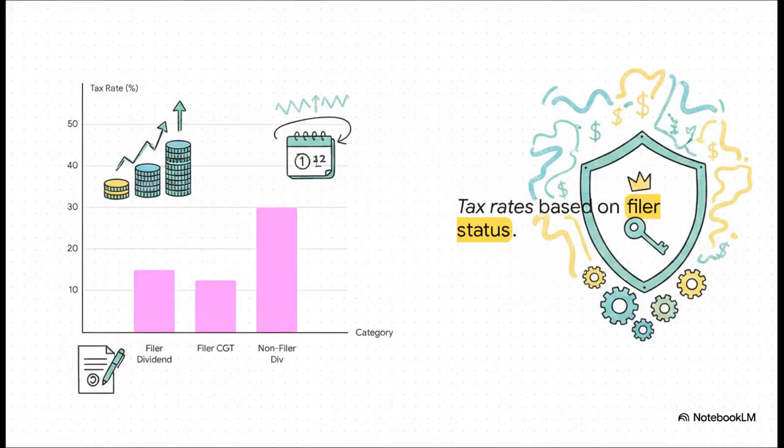So the crucial point here is that understanding the rules is what protects your wealth. Governments actively incentivize you to participate properly. Look at these comparisons. By simply filing your taxes, that 30% dividend tax gets slashed in half, dropping down to 15%. Furthermore, if you hold your stocks for longer than 12 months, your capital gains tax drops to 12.5%. They are literally paying you in tax savings to be compliant and to hold your investments for the long term.